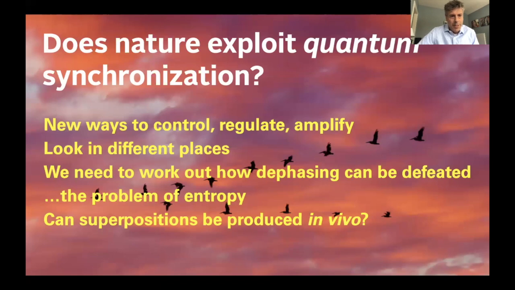We do need to ask what it would do. It may provide new ways to control, to regulate, or amplify processes. And we do need to know where to look for it. Perhaps not in these photosynthetic proteins, but in different places. This is unclear. We'd also need to work out how dephasing can be defeated. The timescale through which these coherences last is limiting. And this is really the problem of entropy. Maybe it can't be beaten. Maybe it can. It's a big question.